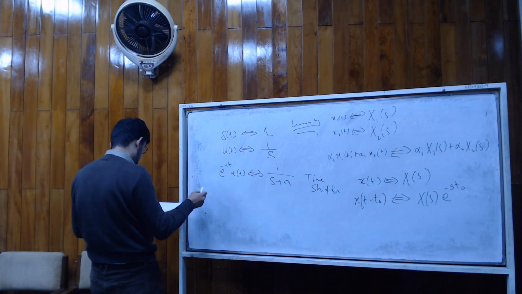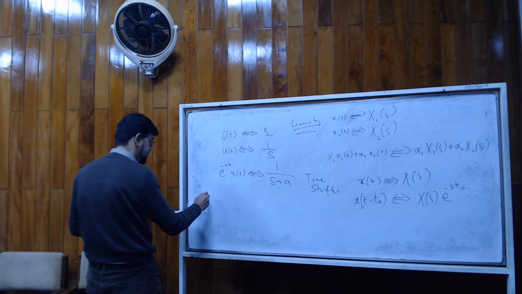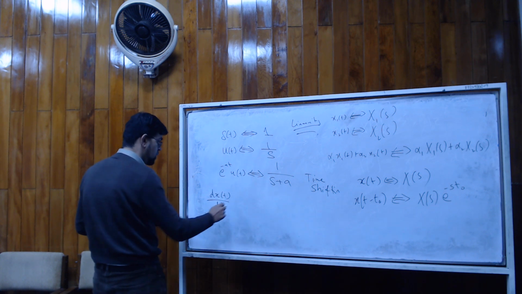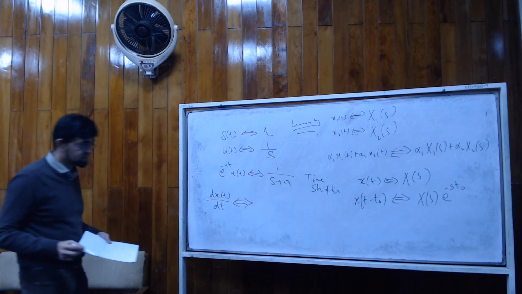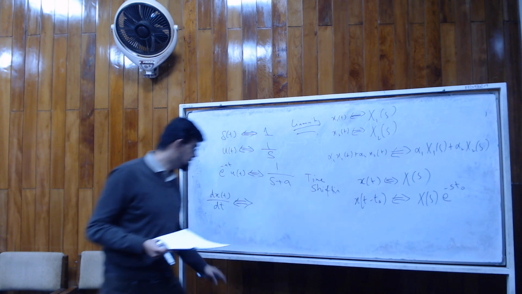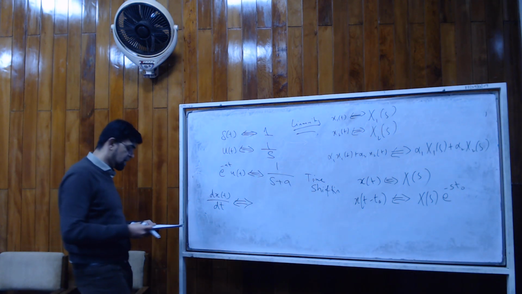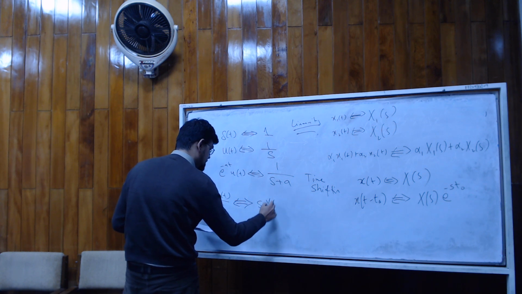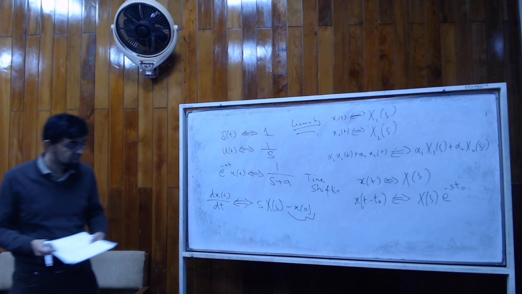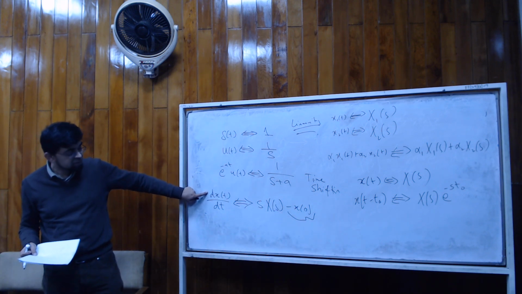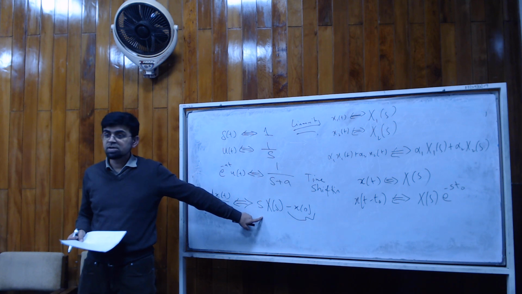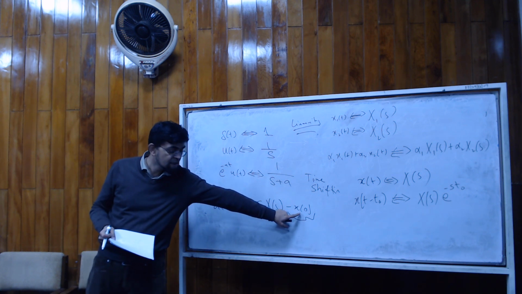One more that is very useful is the differentiation property. So dx(t) by dt, what's the Laplace of this? The Laplace of the derivative. If x(t) has Laplace X(s), then the derivative of x(t) has Laplace s times X(s) minus an initial condition, which we usually skip in the formula just to make it simpler, but this is how it is. The derivative in time becomes a simple product in frequency: sX(s) minus an initial condition.